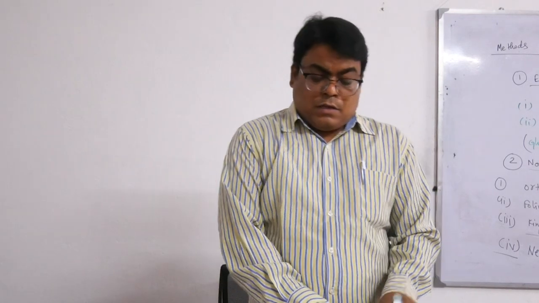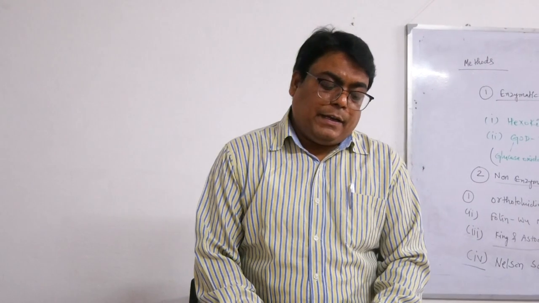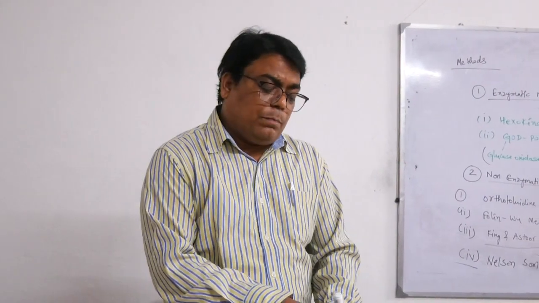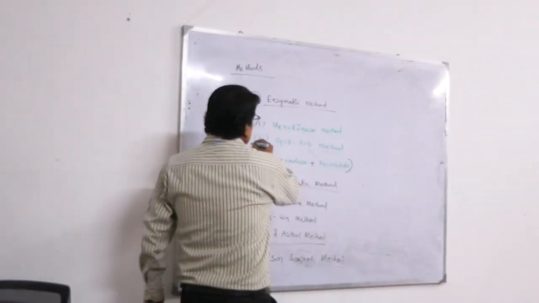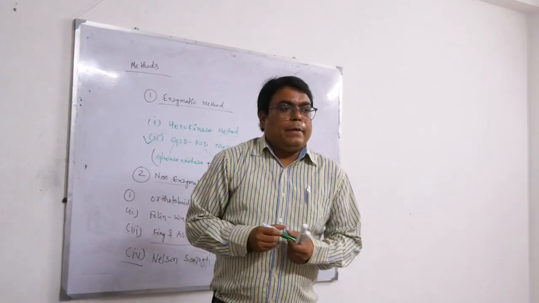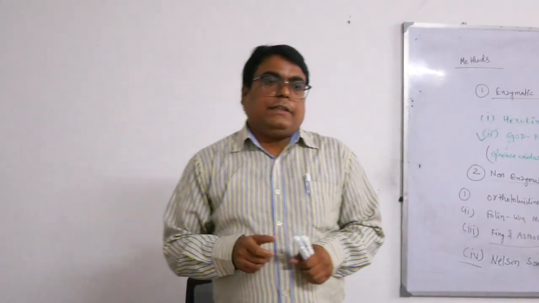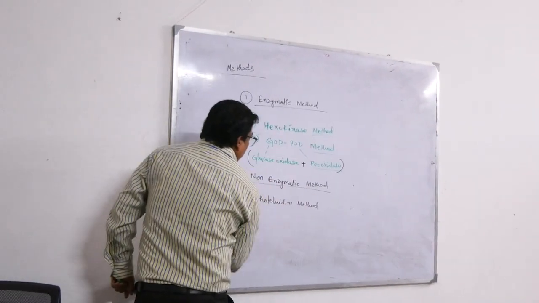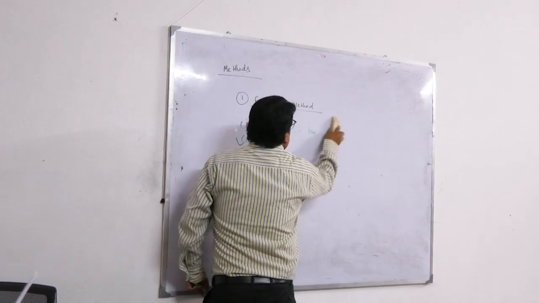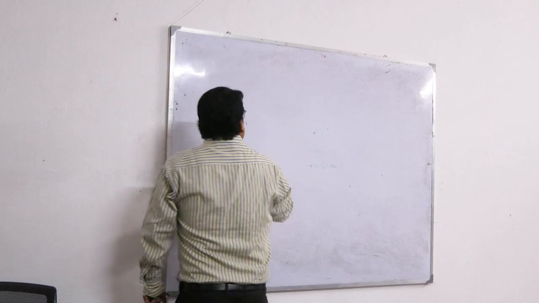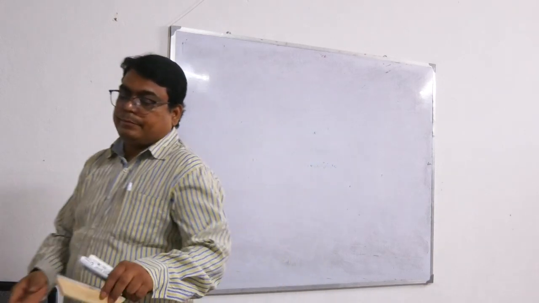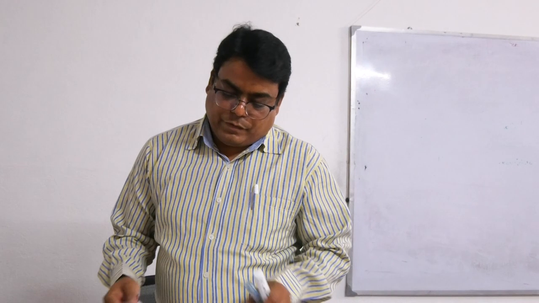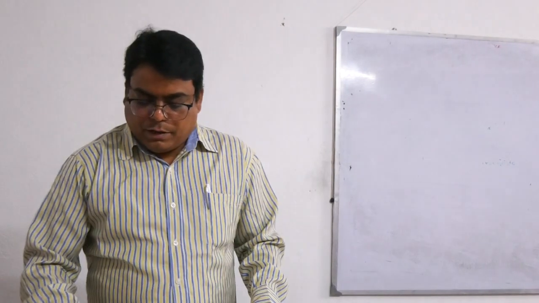Now, students, understand. In your practical lab, you perform only one method, the glucose oxidase peroxidase method. So make a heading: Glucose oxidase peroxidase method.